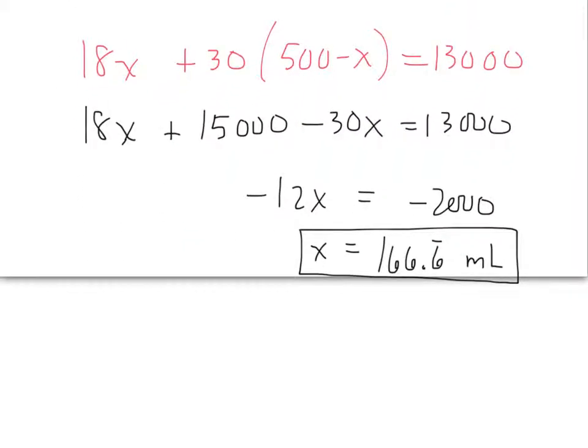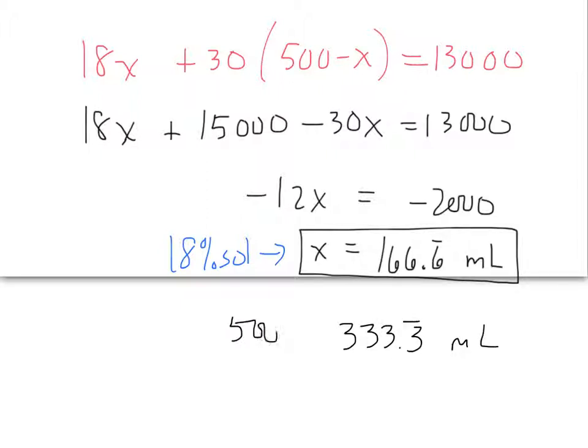333.3? Where's that coming from? 500 minus x, 500 minus 166 and 2/3. And that's the 30% solution. Notice, by the way, just to finish, we said in the beginning we're going to need more of the 30% solution to skew this to be a 26% solution instead of the average, which would be 24.